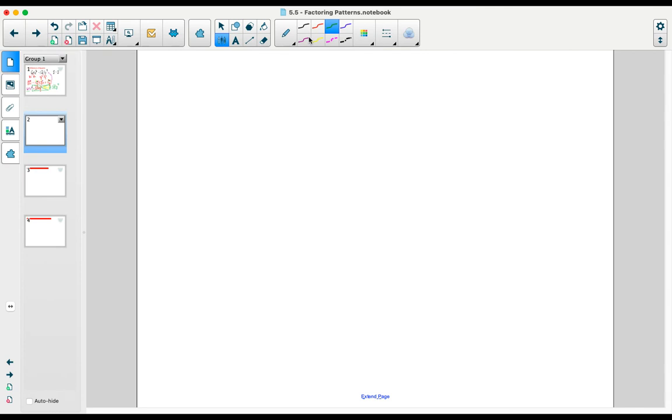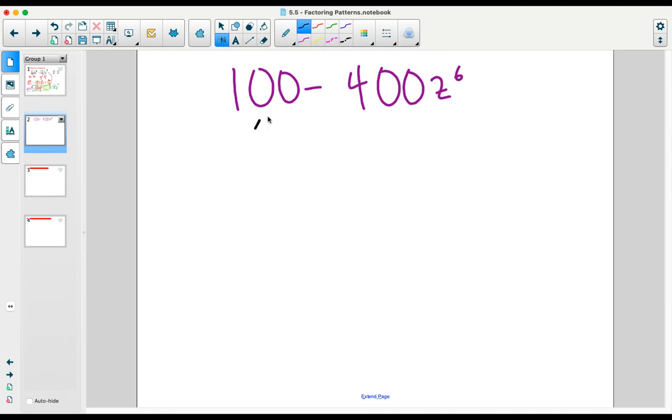In some cases, you have to be a little careful applying the difference of squares, especially in those situations where it might look like an obvious candidate. An example is 100 minus 400z to the sixth. This looks like a classic candidate for the difference of squares. 100 is just 10 times 10. 400z to the sixth is 20z to the third and 20z to the third.